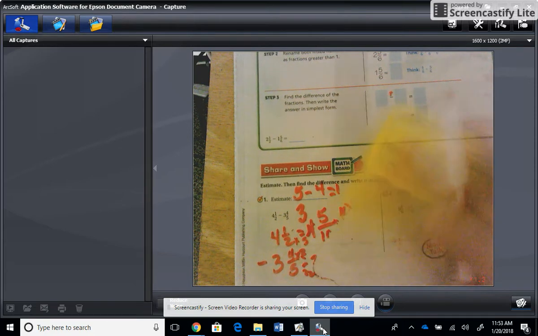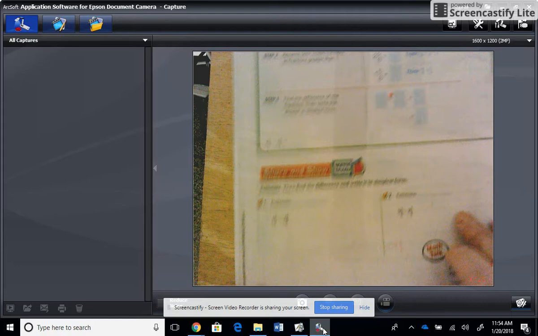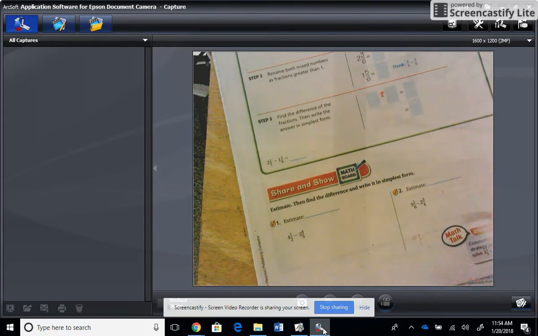Now that was one way of doing it. That was when you call renaming it. I would rather change them to improper fractions and work that way. Let's do it that way. So if I look here and I have 4 1/2 and 3 4/5, and I need to subtract them. And guess what? I don't know if I have to rename or not. I just automatically change them to an improper fraction.